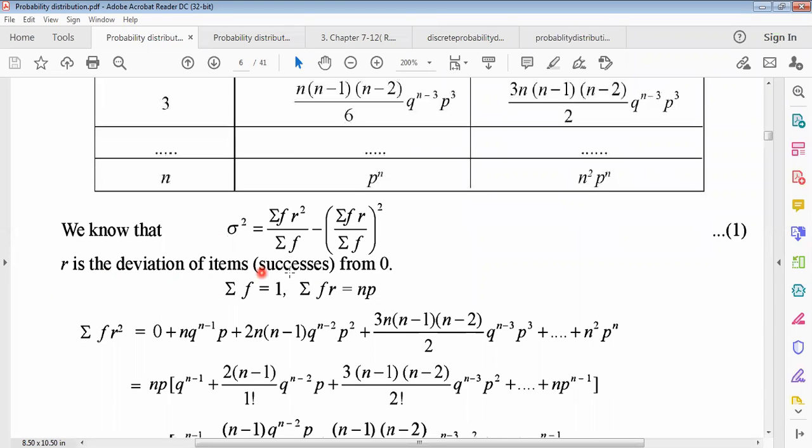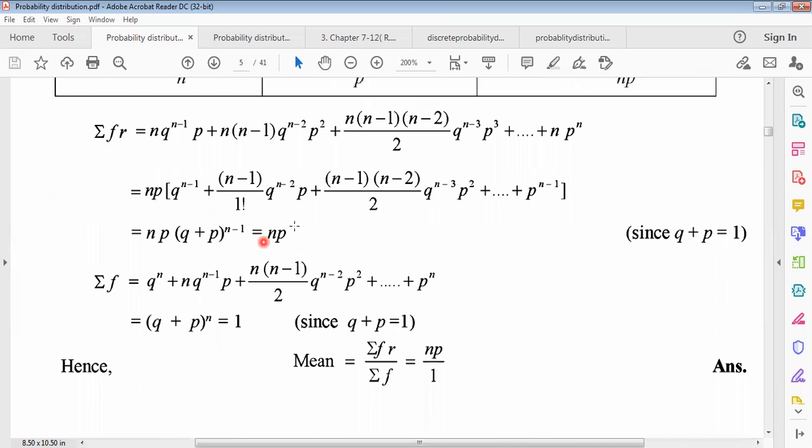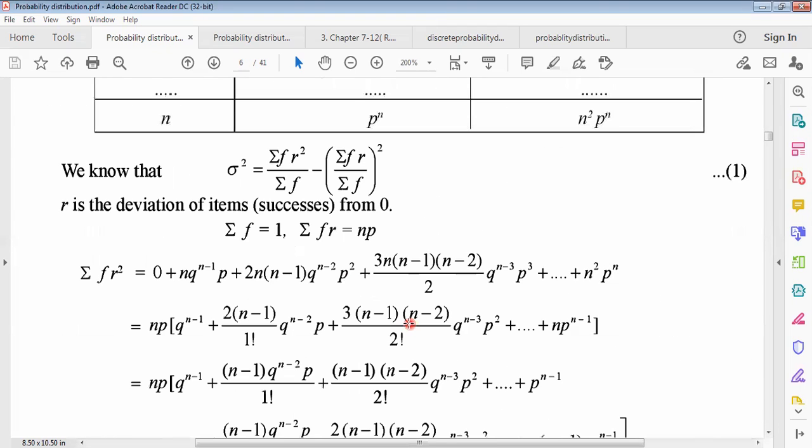Now, summation f, what? 1. Summation f r, what? np. You must know this from the mean. Summation f r equals what was it? np. And summation f, what? 1. So summation f equals 1 and summation f r equals np.